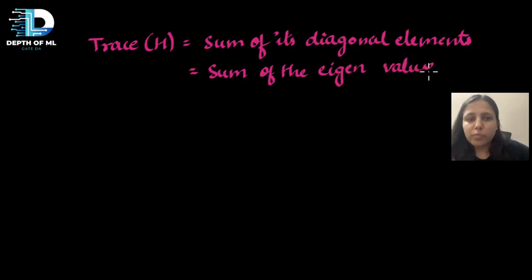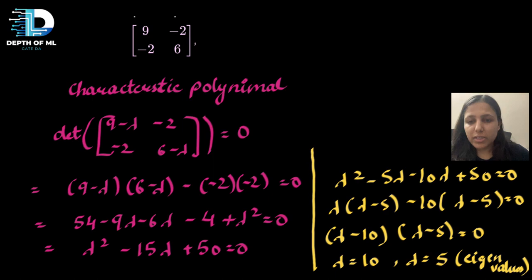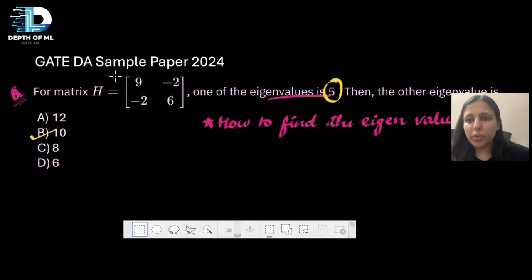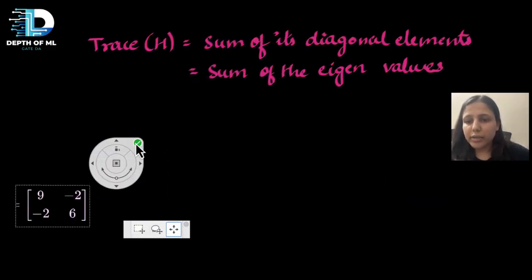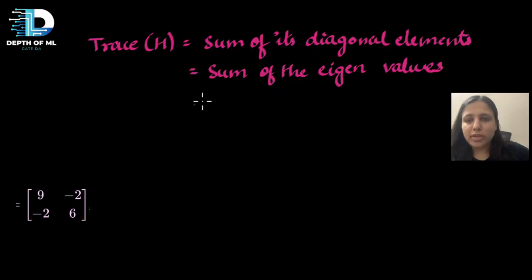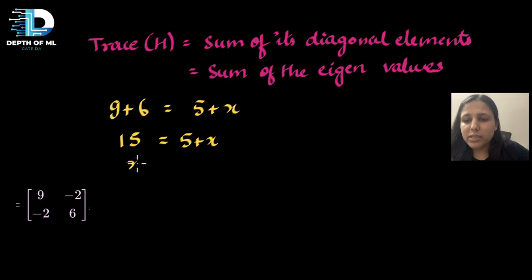Right? Because they have given us the matrix, it's very easy for us to compute these things. So we'll just take this matrix here and we'll see. The trace of the matrix is equal to the sum of its diagonal elements. It means 9 plus 6 is equal to 5 plus whatever other eigenvalue we are trying to find. So 15 is equal to 5 plus x, and x is equal to 10, right?